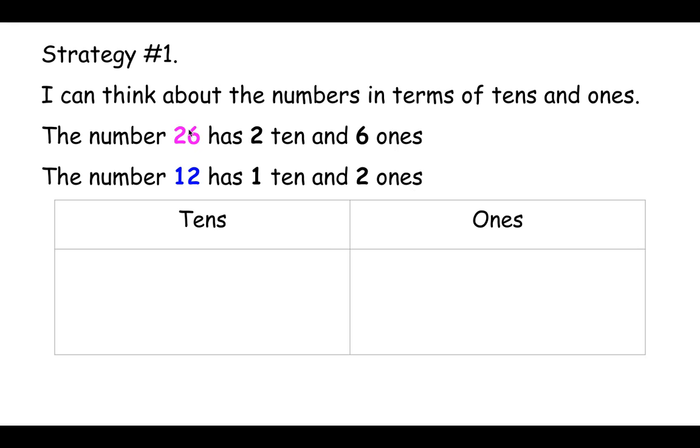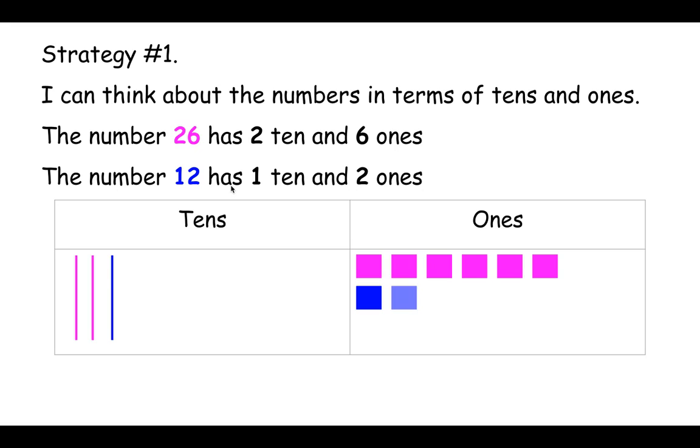So I'm going to draw that out using 2 different colors. Let's start with drawing out my tens in the number 26. So I have 1 ten, 2 tens, and now I need to draw my 6 ones. 1, 2, 3, 4, 5, 6. And I want to draw 12, so I need 1 ten and 2 ones in blue.